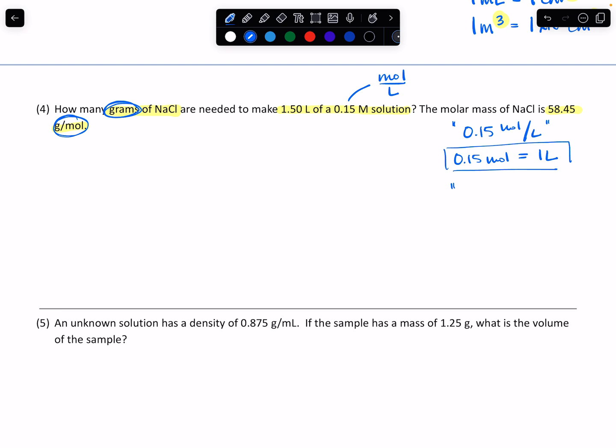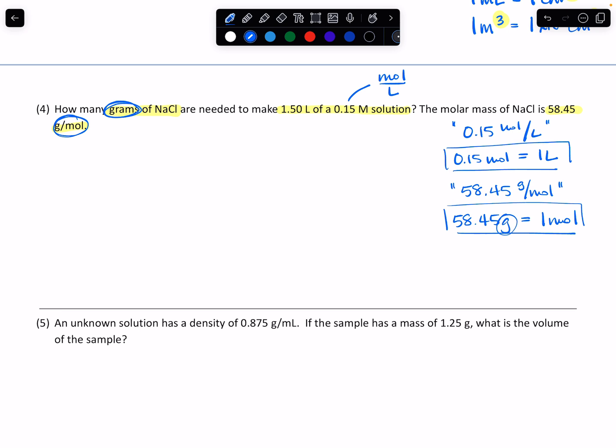And that's where our molar mass is going to come in. All right, we can rewrite that molar mass. We can say 58.45 grams per mole, and we can rewrite that per statement as a unit equality. 58.45 grams equals 1 mole, right? And that's going to let us have the ability to get to that gram that we need in the end.